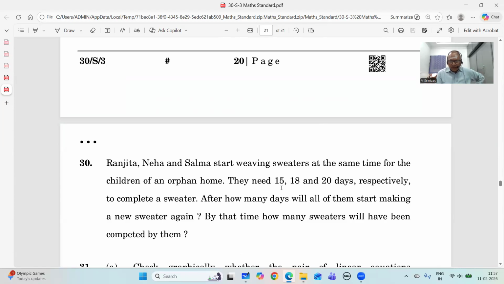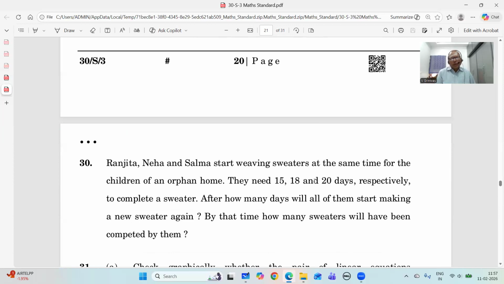Okay, so Ranjita makes a sweater in 15 days, Neha in 18 days, and Salma in 20 days. Respectively means you have to take them in that order. Now, once they start weaving sweaters simultaneously, when can they again start together? First of all, they have to complete. Once they start, when can they complete for the first time? That becomes the LCM of all these.